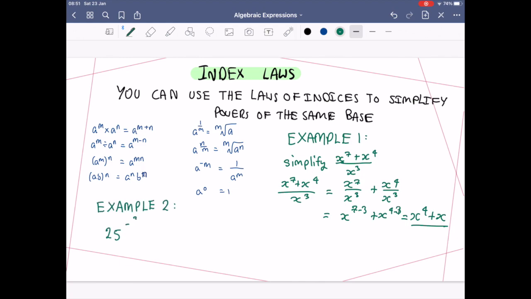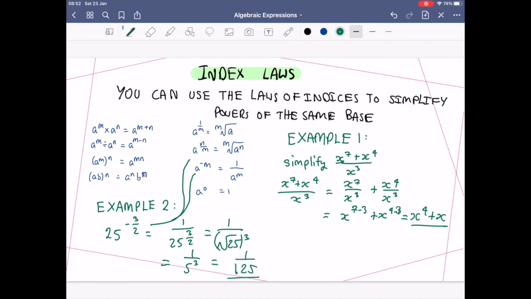Now, for example 2, we have 25 to the power of minus 3 over 2. Here we're going to be using two laws. First of all, putting it in a fraction, 1 over 25 to the power of 3 over 2, and finally we have 1 over the square root of 25 cubed, which is 5 cubed, which is 125.